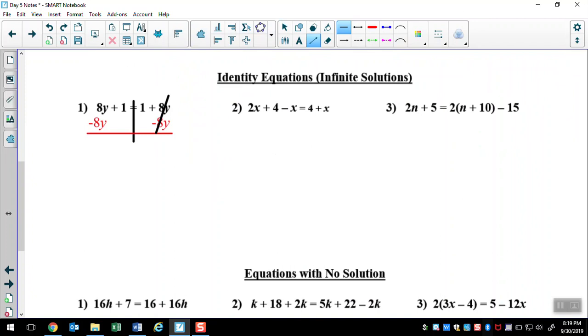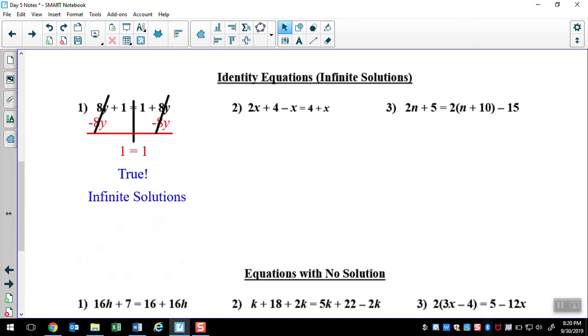Well, 8y minus 8y is 0. So those are also opposite inverses, which means they also cancel each other out. So anytime they make 0, they cancel out. So now all I'm left with on both sides is 1 equals 1. And we look at that. Is that a true statement? It is. So this means we've lost both of our variables because they've canceled out on both sides. We're left with a true statement, so we have infinite solutions.